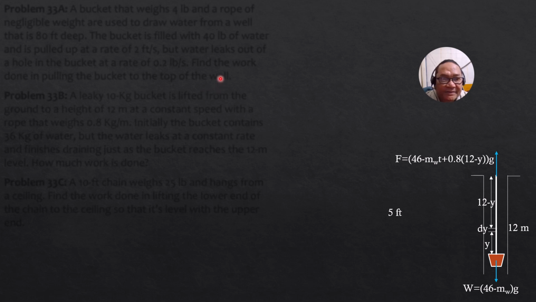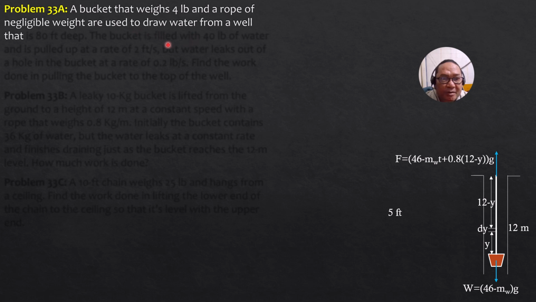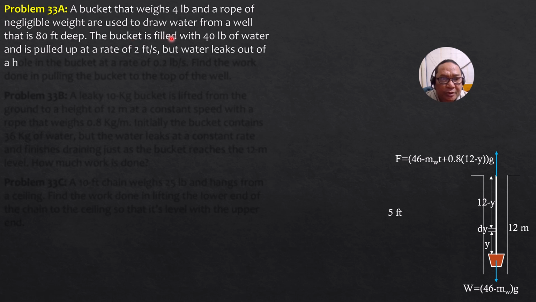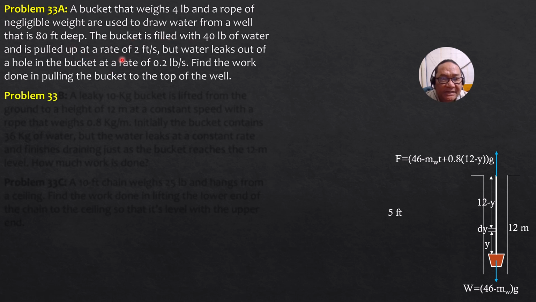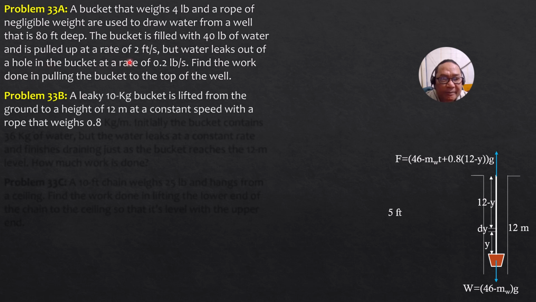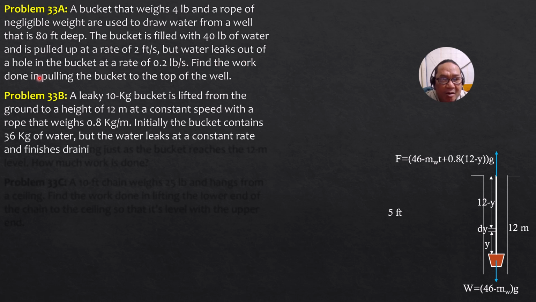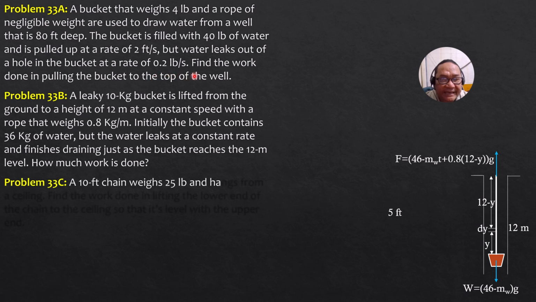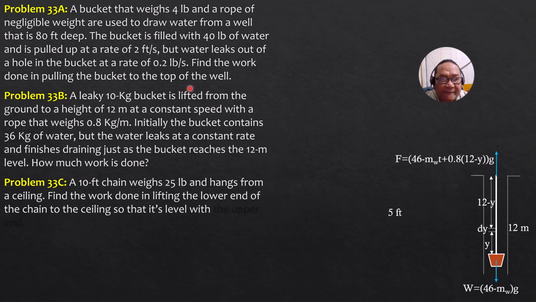So for the first problem, a bucket that weighs 4 pounds and a rope of negligible weight are used to draw water from a well that is 80 feet deep. The bucket is filled with 40 pounds of water and is pulled up at a rate of 2 feet per second, but water leaks out of a hole in the bucket at a rate of 0.2 pound per second. So find the work done in pulling the bucket to the top of the well.